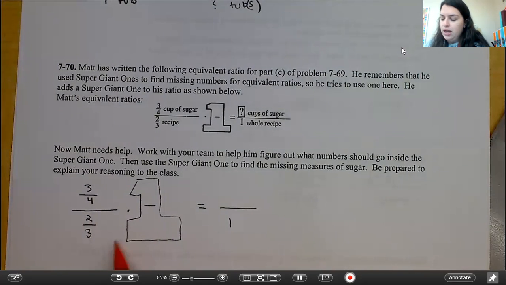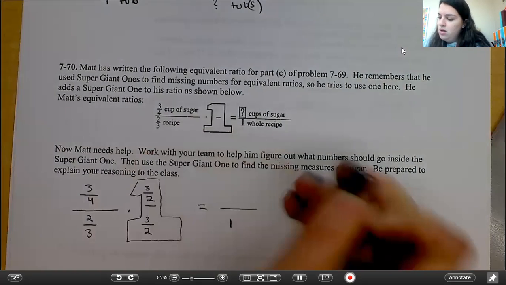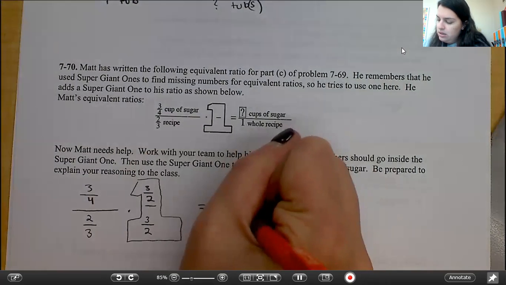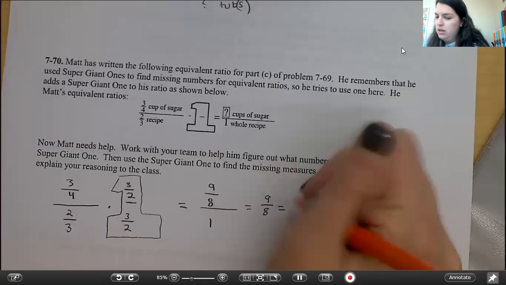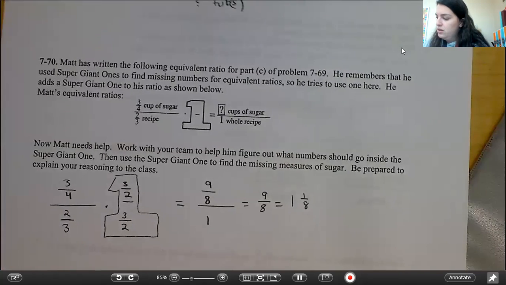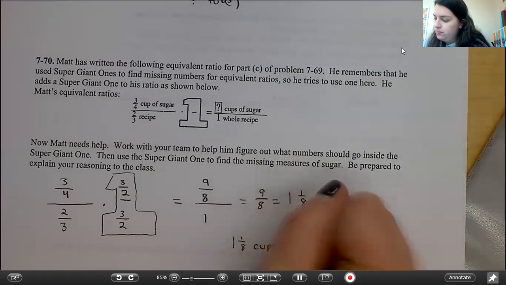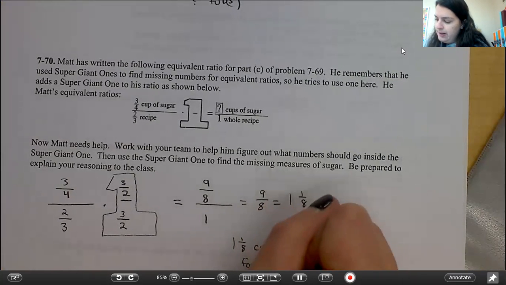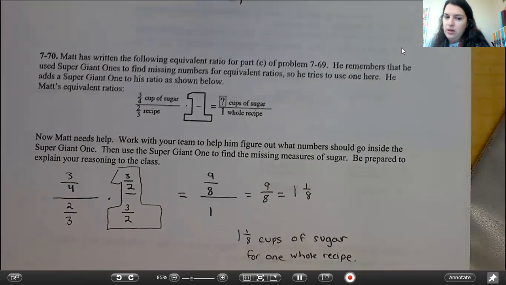If you're back with me, you've tried to figure out what to multiply by to make our denominator 1. It's the reciprocal. So we're going to multiply by 3/2. So if I multiply by 3/2, I'm going to have 9/8 over 1, which simplifies to be 9/8, which means 1 1/8. So we know that he's going to need 1 1/8 cups of sugar for 1 whole recipe. Okay?